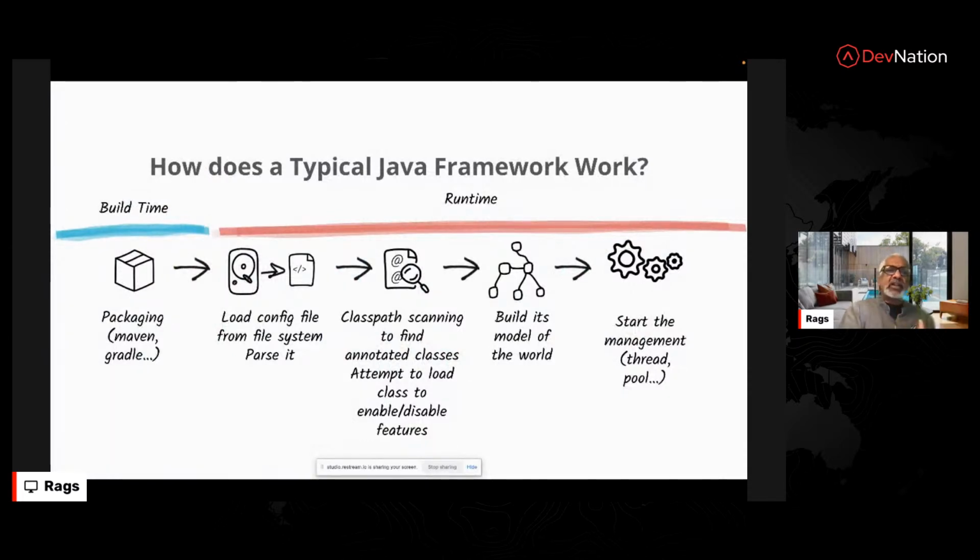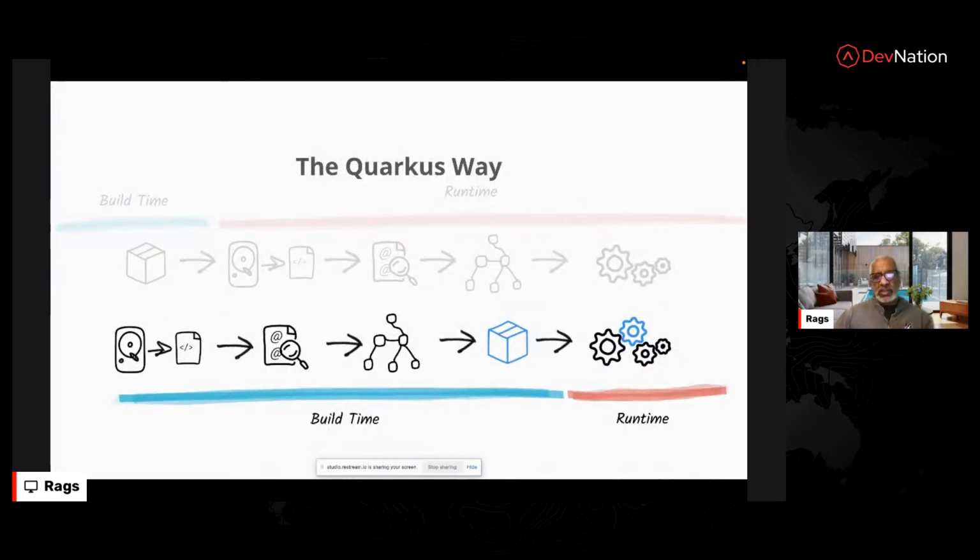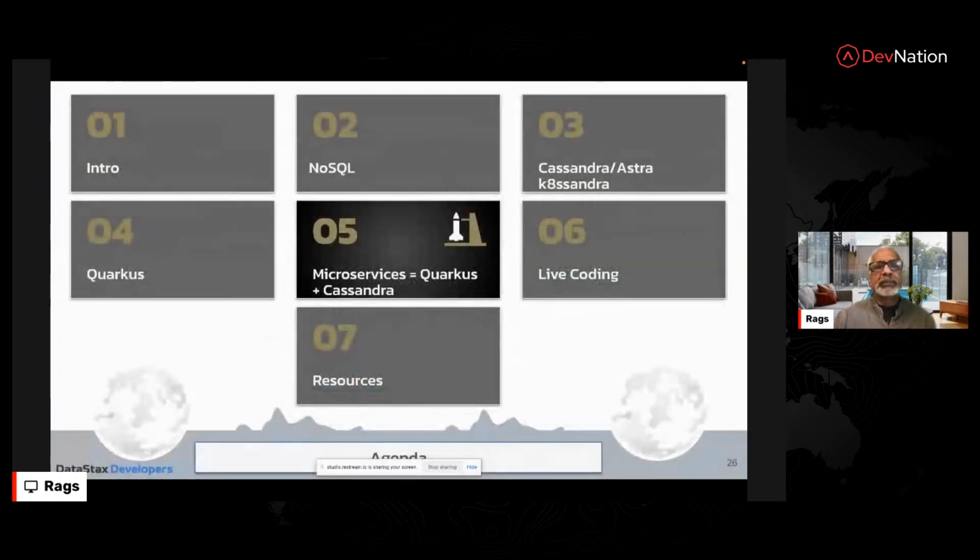In a typical Java framework, this is how it works, right? You do some amount of things in build time, and then you do a whole lot of things in runtime. Is there any way to speed up our startup? Maybe even get rid of the VM. We love the Java VM, but is there any chance we can do that? And that's what Quarkus does. There is only a little bit that needs to be done at runtime, and you'll see that in action today as well. I'm going to build a native image, and we'll see how that works today.